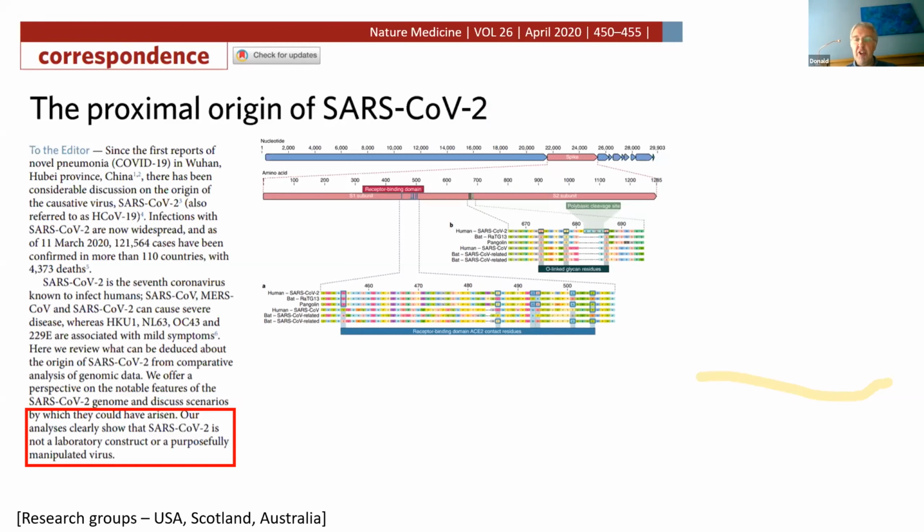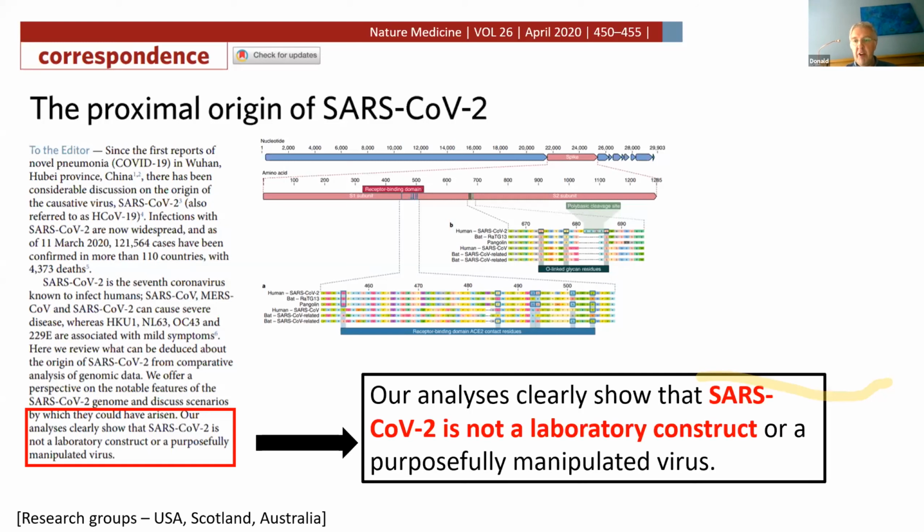They looked at the sequence, and usually when you construct a virus in laboratories, and this can be done, nobody's denying that, you begin with a scaffold of another virus and you add your toxigenic or infectious one on top of it. This one was a natural virus all the way through. And the conclusion they had was that our analysis clearly shows that SARS-CoV-2 is not a laboratory construct. It was not a purposely manipulated virus. So for me, this is the kind of stuff that people need to hear. The science community needs to be telling this.